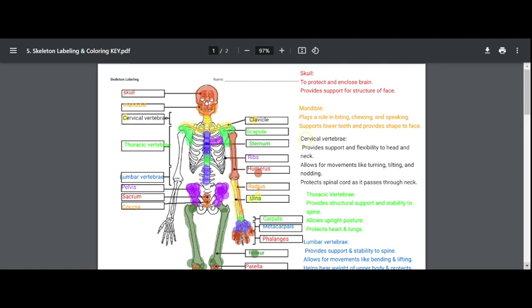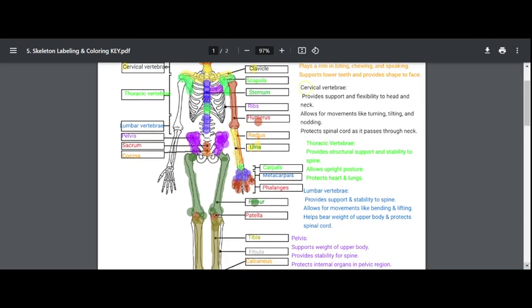Up next, in blue, we have the lumbar vertebra. Okay, so the lumbar vertebra is actually in this region right here. It's in blue. And the lumbar vertebra provides support and stability to spine, allows for movements like bending and lifting, and helps bear weight of upper body and protects spinal cord. Okay, so again, in blue right here, we have the lumbar vertebra.